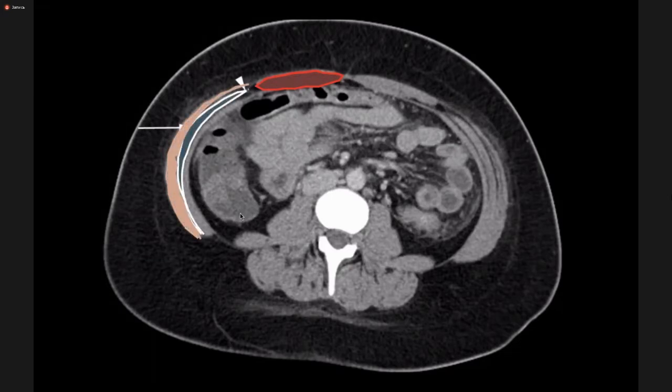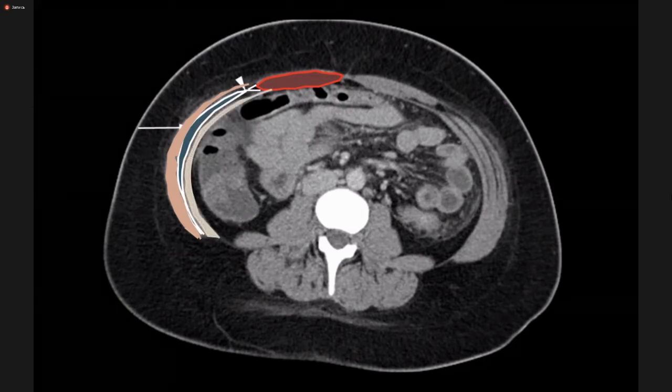The internal oblique splits into two lamellae. The anterior lamella forms the anterior rectus sheath and the posterior lamella forms the posterior rectus sheath. And then, of course, we have the transversus abdominis. The point to be noted is the transversus goes past the lateral edge of the rectus muscle and inserts well into the posterior rectus sheath.